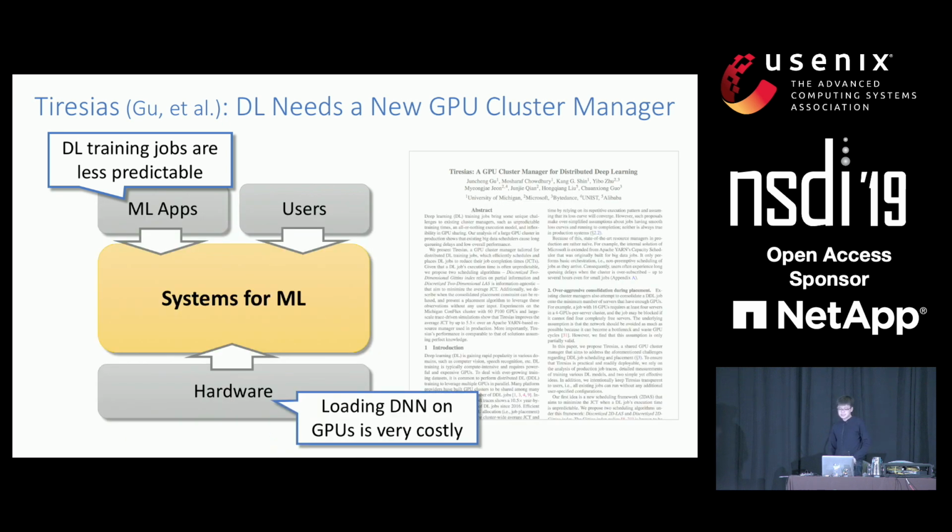Moreover, loading a DNN onto GPU actually is much more costly and slower than loading any other program onto CPU in a data center. So basically, that means preempting jobs frequently is no longer possible. Okay? So this is, again, an example where you have changes on the application layer, the ML tasks, and changes in the available hardware, and that creates some new challenges for the ML system.